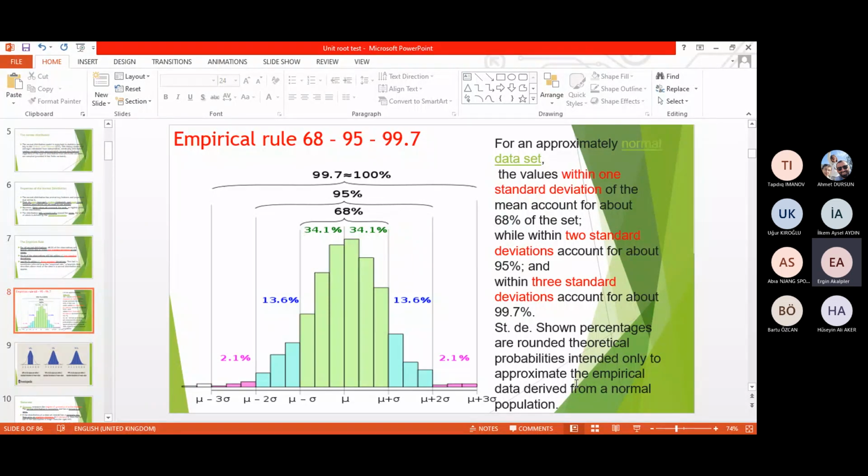For an approximately normal data set, the values within 1 standard deviation of the mean account for 68% of the set, while within 2 standard deviations account for 95%, and within 3 standard deviations account for 99.7%. The standard deviation shows the percentage around the mean. These are theoretical probabilities intended only to approximate the empirical data derived from a normal population.